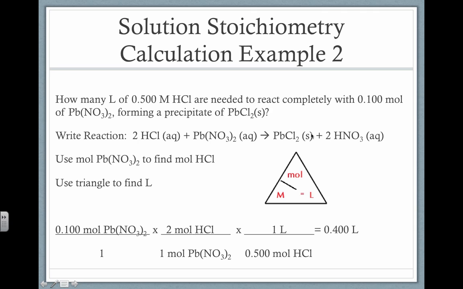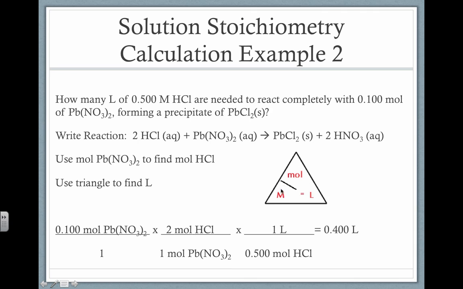Let's say I give you another example. Let's say we have 0.100 moles of lead(II) nitrate, and I want to know how many liters of a 0.5 molar solution of hydrochloric acid are necessary to react with it. Again, we'd have to write out our reaction. So this is a double replacement reaction again, and we're going to use our moles to find out how many moles of HCl are necessary. We can already see that it's going to be double whatever amount of lead(II) nitrate we have. And then we can use our triangle to find liters.